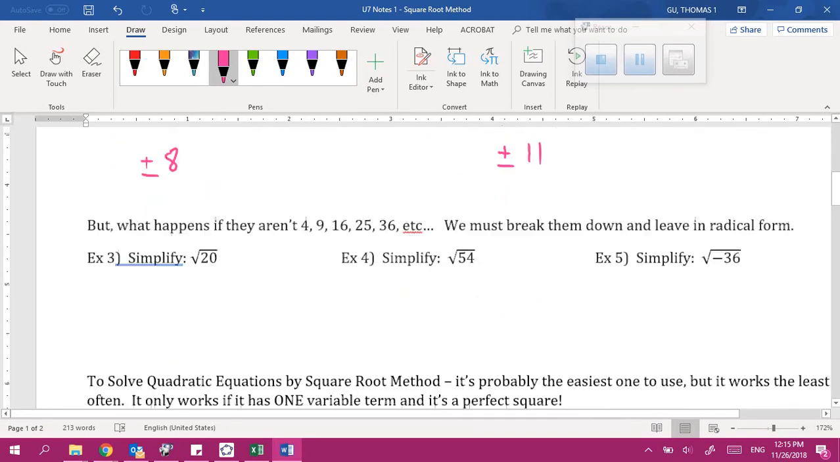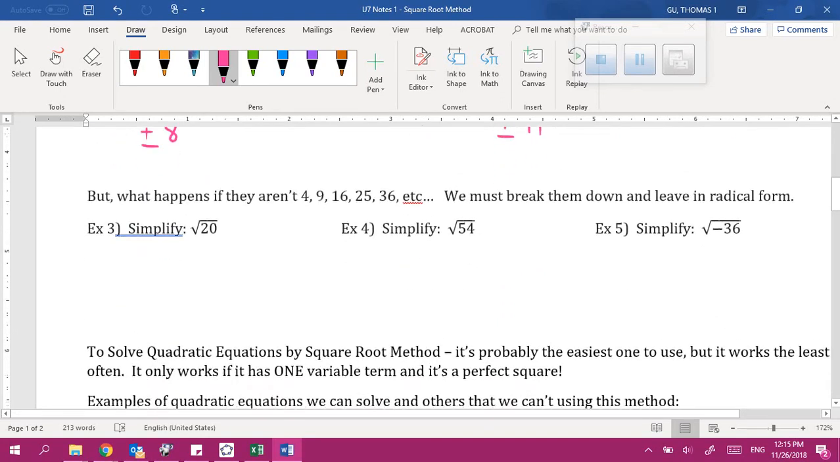But what happens when you don't have a perfect square? You have to break them down and then leave them in radical form. You see this simplified square root of 20. Is 20 a perfect square? No. But can you think of 2 numbers that multiply to give you 20? 4 and 5. 4 and 5 are good because 4 is a perfect square. So the square root of 20 is going to be equal to the square root of 4 times the square root of 5, because 20 is 4 times 5.